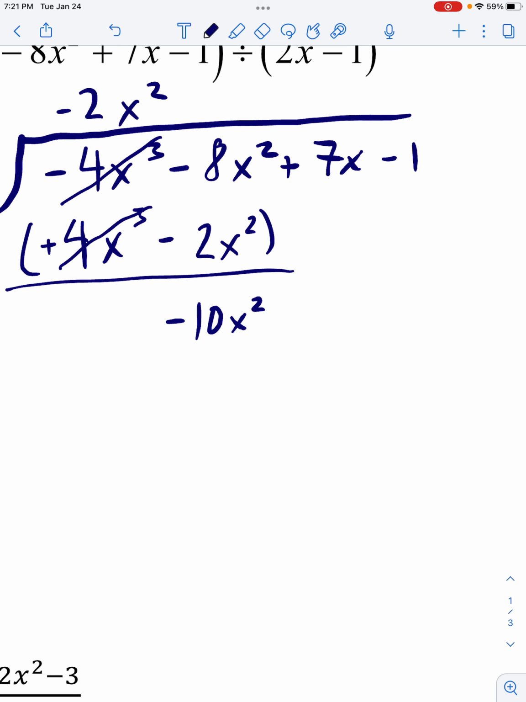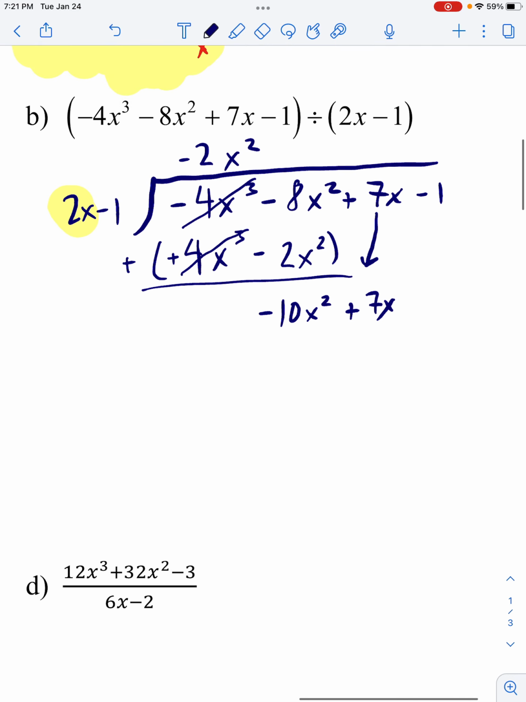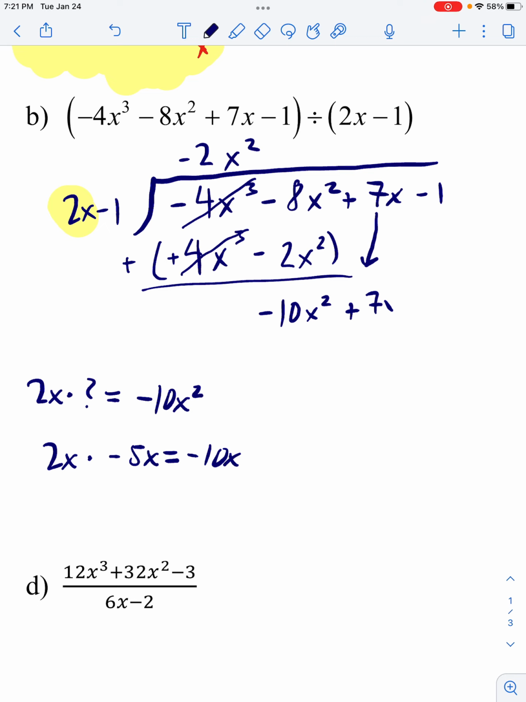What do I do next? I drop down that next term, that plus 7x. And I repeat the process. First, I look at the leading term in my divisor. I look at the leading term down here on my bottommost line. 2x times what is going to give me negative 10x squared? Well, 2x times negative 5x equals negative 10x squared.